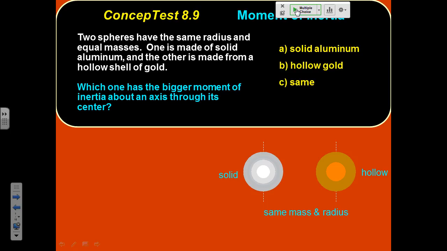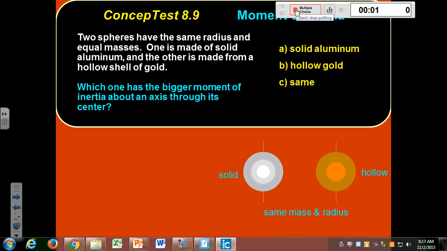All right, so I have two spheres. They have the same radius and equal masses. One is made of solid aluminum, and the other is made from a hollow shell of gold. Which one has the bigger moment of inertia about an axis through its center? They have the same mass, but since one is aluminum, which is lower density than gold, it's solid, whereas the gold one is hollow. Which one has the bigger moment of inertia?